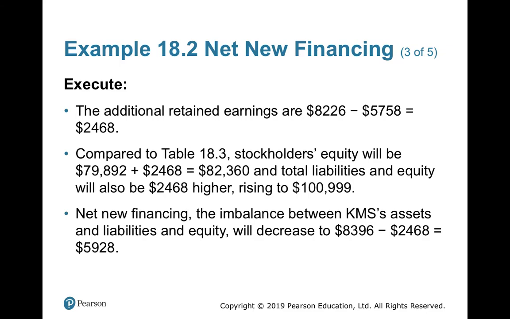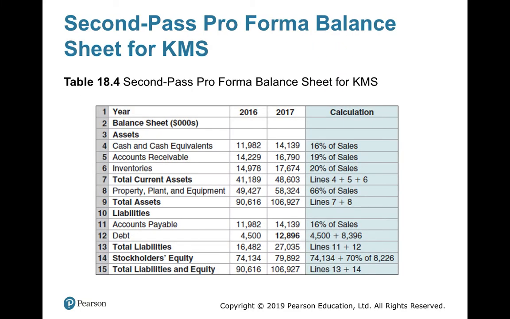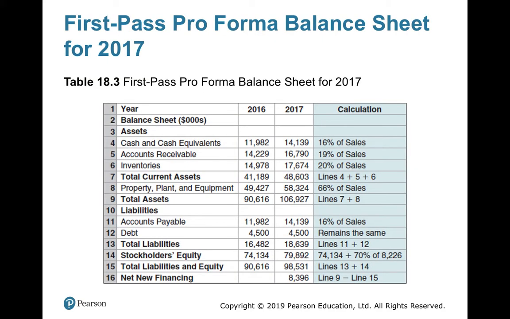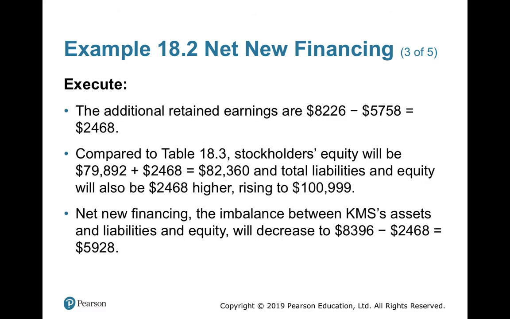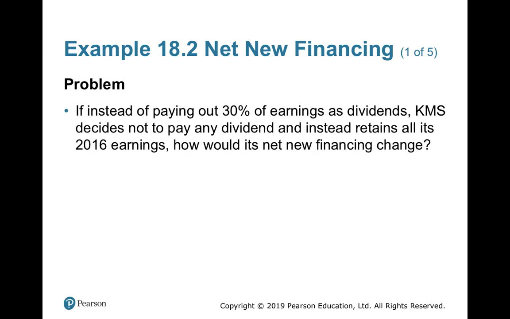So in 2017, the stockholder equity will be 79,892. Previously we calculated 79,892. That will be added with the dividends 2468. So the new equity will be 82,360. And the total will look like 100,999. How did this 100,999 come?